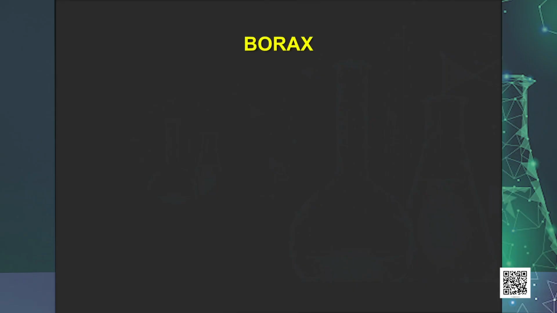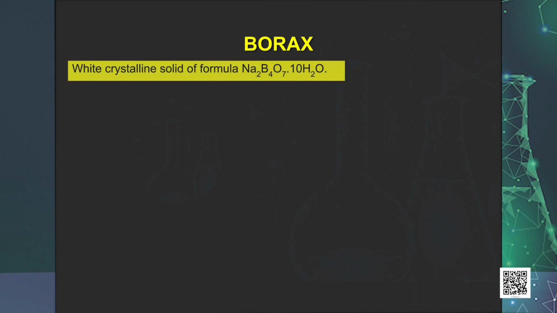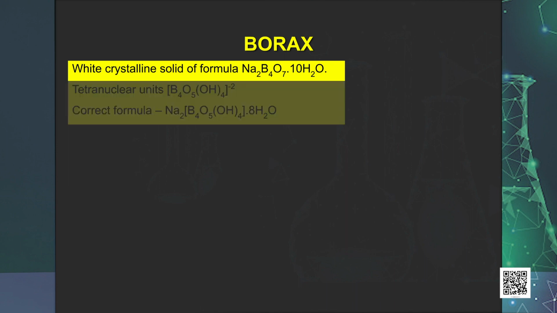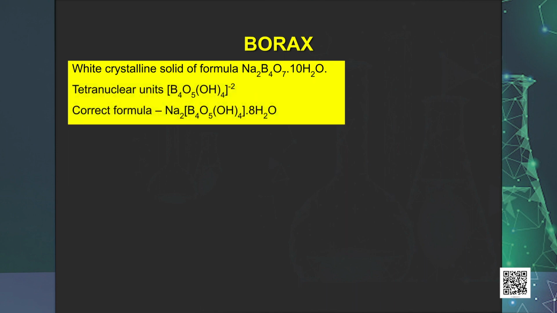Let us start the discussion with the chemistry of borax. Borax is the most important compound of boron. It is a white crystalline solid of formula Na2B4O7 with 10 molecules of water of crystallization. As a matter of fact, it contains the tetranuclear units of borate ions with formula as expressed on the screen.